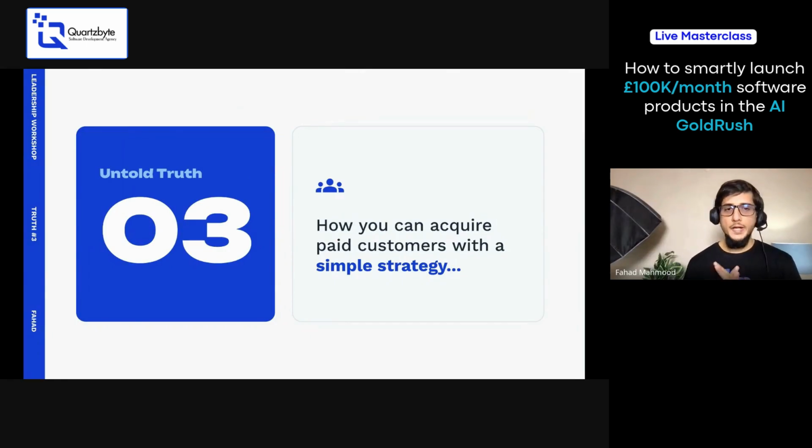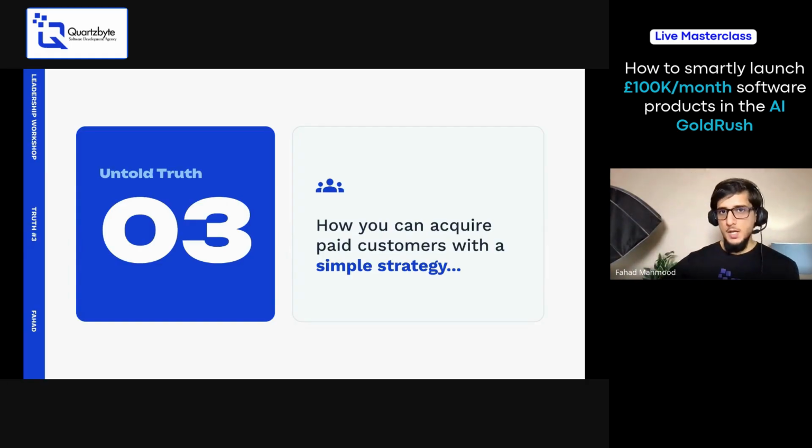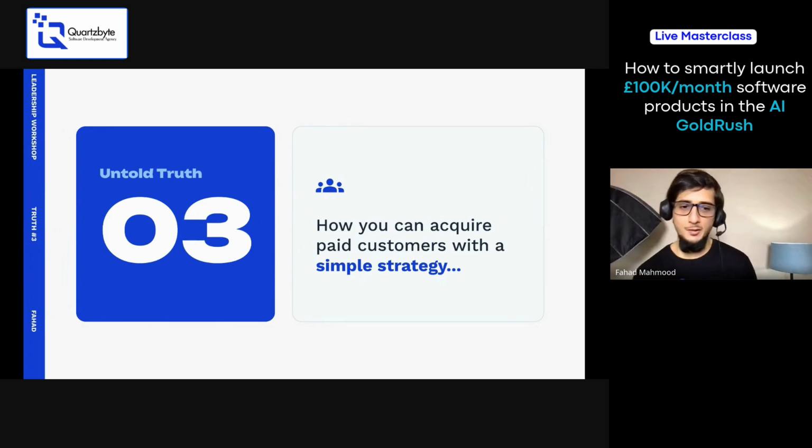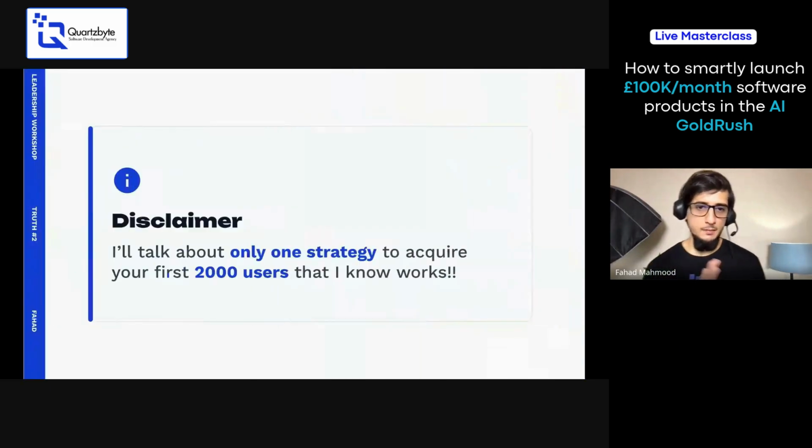Now, the very important thing that we have to cover is this: you have found a profitable idea, and you have a lean AI-first model where you can save a lot of money while building and launching your app. Once you have built and launched your app, how can you now acquire your customers with a very simple strategy that everyone can follow? This is what we will figure out now. This is the third untold truth, and it's going to be very exciting.